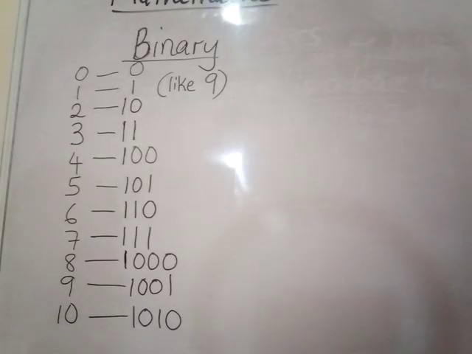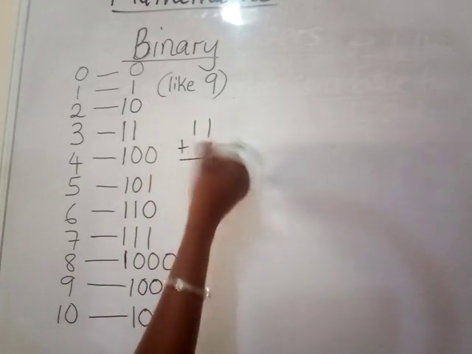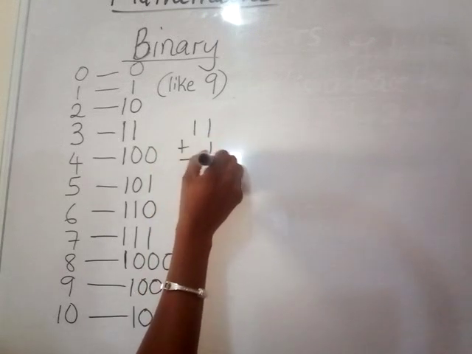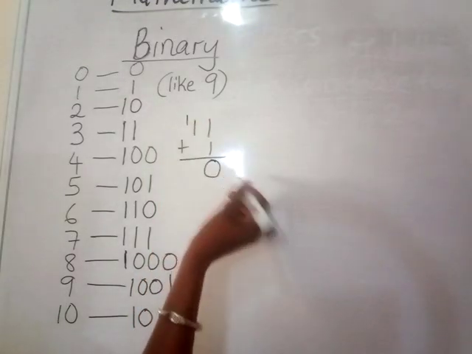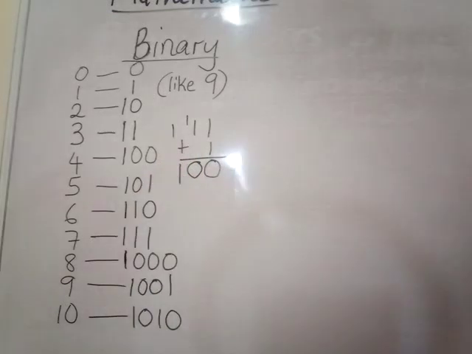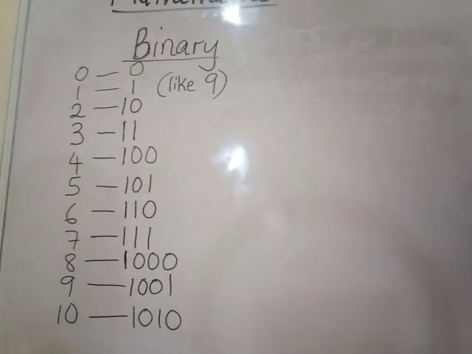3 plus 1. So you write your 3 and you add 1. 1 plus 1 is 2. It can't hold. There is no 2 here in the system. So you reset to 0. Bring the 1 here. 1 plus 1 is another 2. No 2. Reset to 0 and bring the 1 to the third column. And you have 1, 0, 0 for 4. So that's how you build up to the number 10.